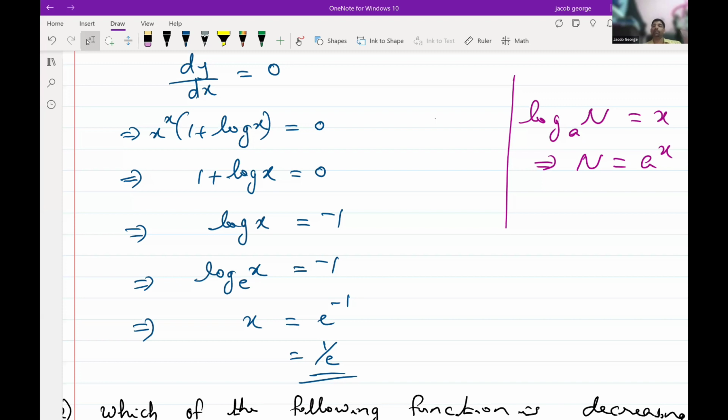So this type of MCQs are also important. So practice it very well. Refer to the notebook also properly.